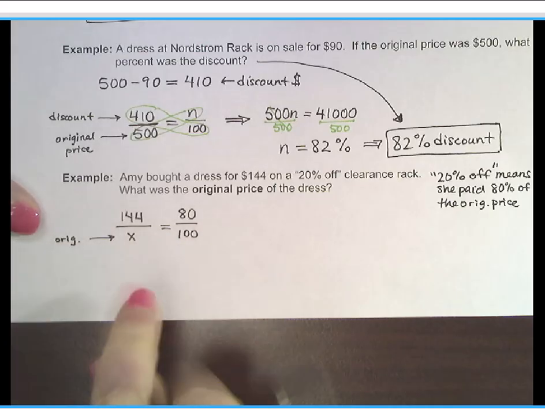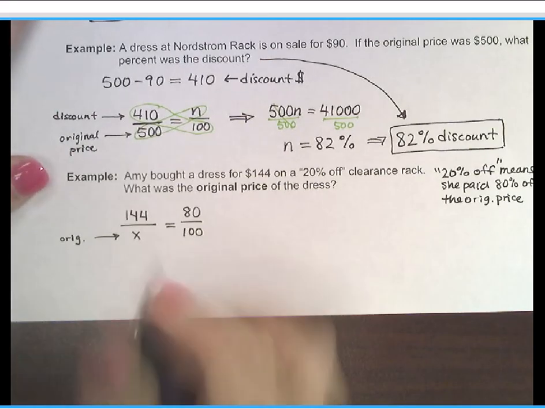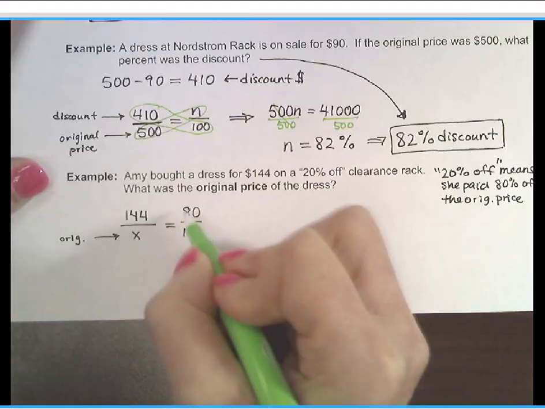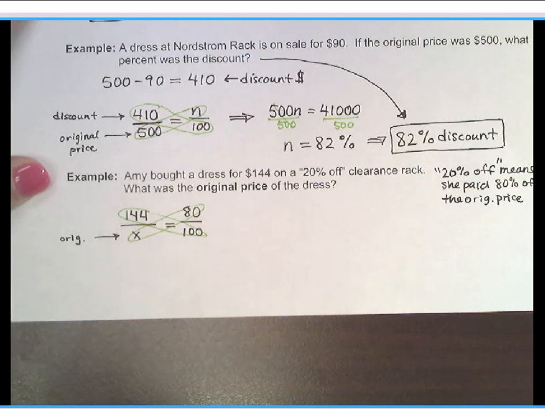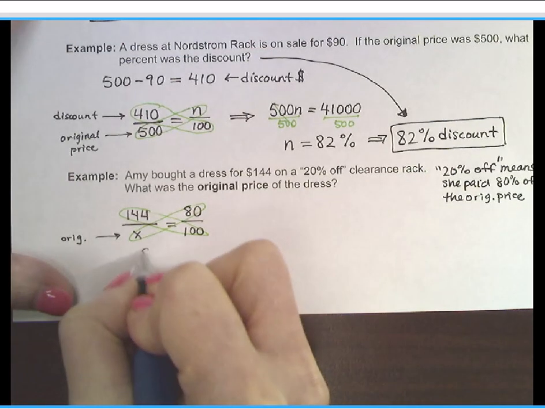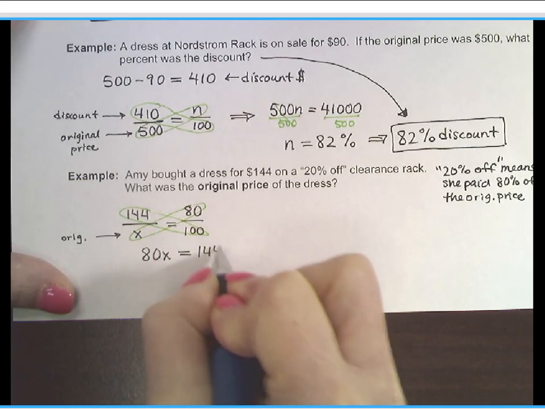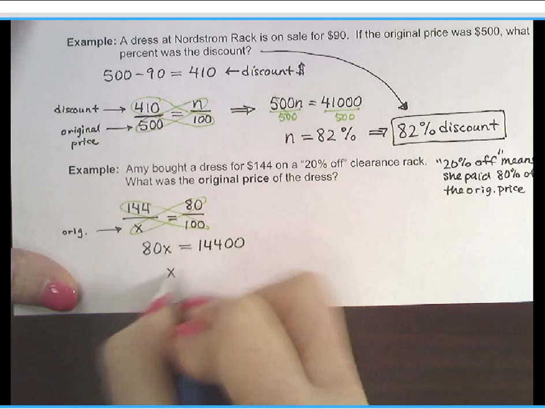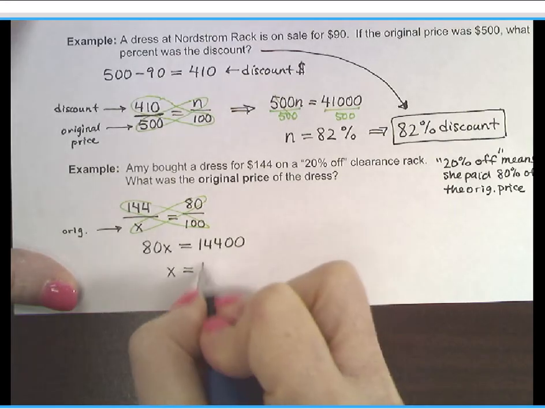So it's kind of like the last problem where we have the discount amount on the top and then the original. So this is the discounted price, 144 out of the original. And if we solve this one, if we cross multiply like that, we'll get 80x equals 14400, and then by now you know you divide both sides by 80, and if I take that number and I divide by 80, I get 180.